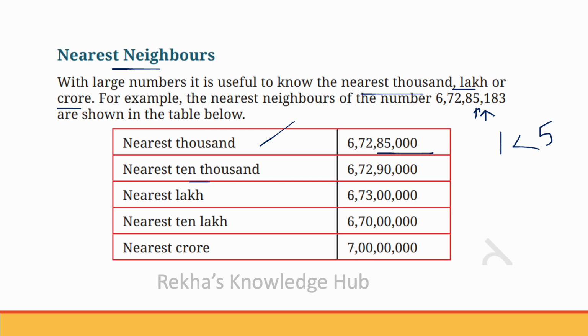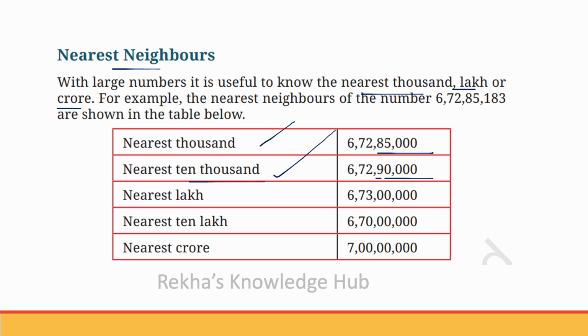The next one, nearest to 10,000. Find the digit at the 10,000 place. Here it is 8. Then find the digit to its right, that is the thousands place digit. Here it is 5. So, 5 is greater than or equal to 5. So, add 1 to the digit in the 10,000s place. So, 8 plus 1, it becomes 9. Then put zeros to the right. This is the nearest 10,000.